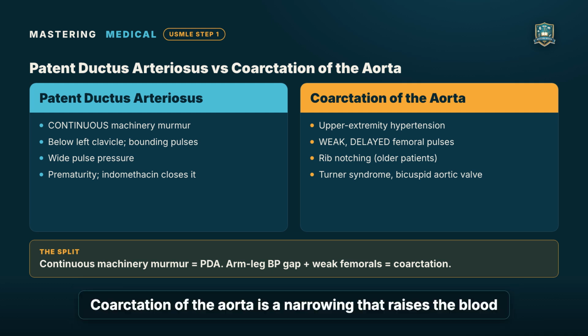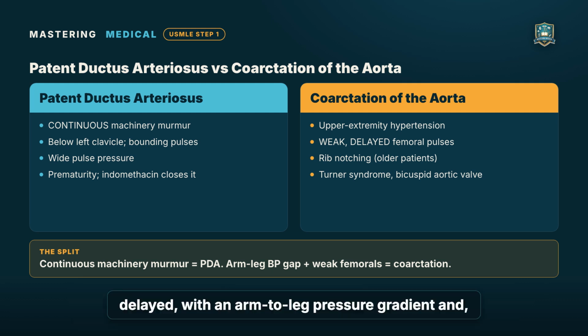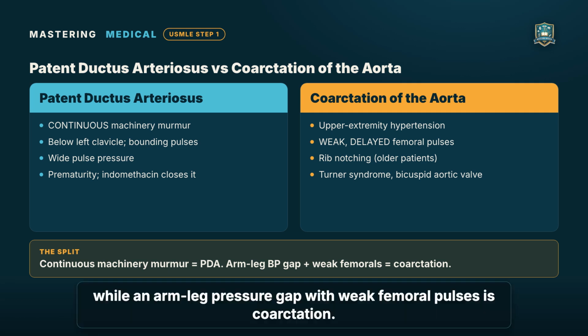Coarctation of the aorta is a narrowing that raises the blood pressure in the arms but leaves the femoral pulses weak and delayed, with an arm-to-leg pressure gradient and, in older patients, rib notching from collateral vessels. It is linked to Turner syndrome and a bicuspid aortic valve. So a continuous machinery murmur is a patent ductus, while an arm-leg pressure gap with weak femoral pulses is coarctation.